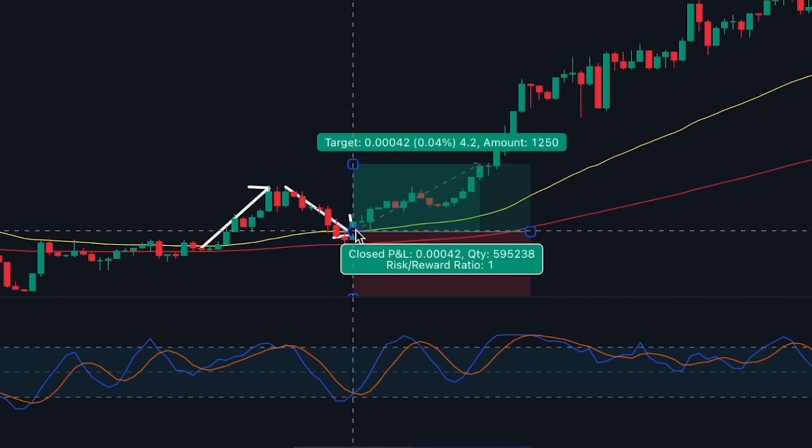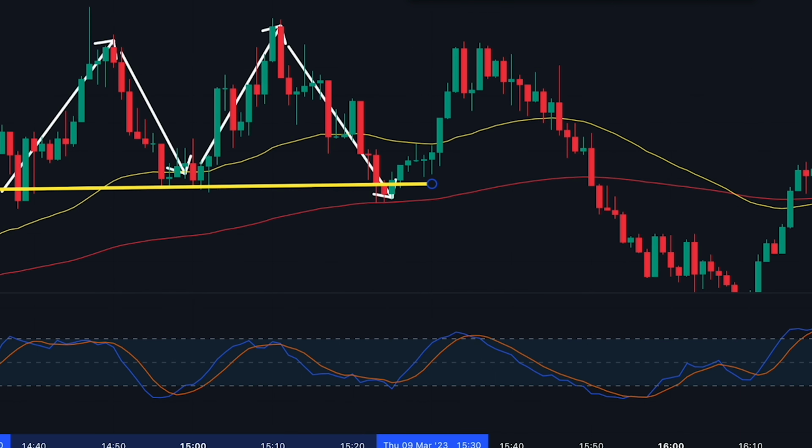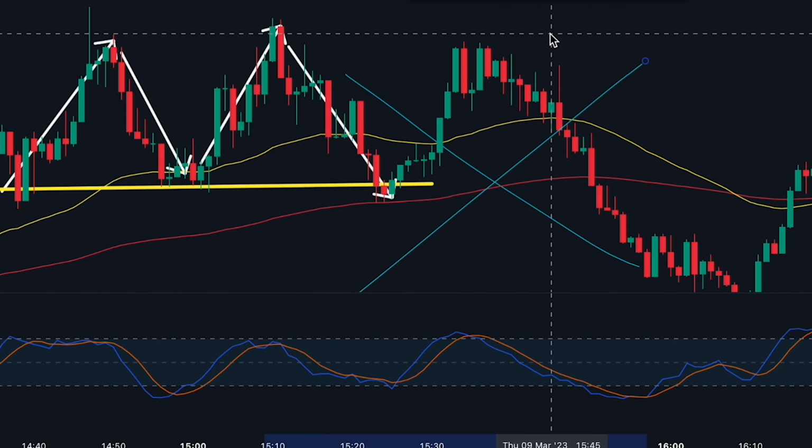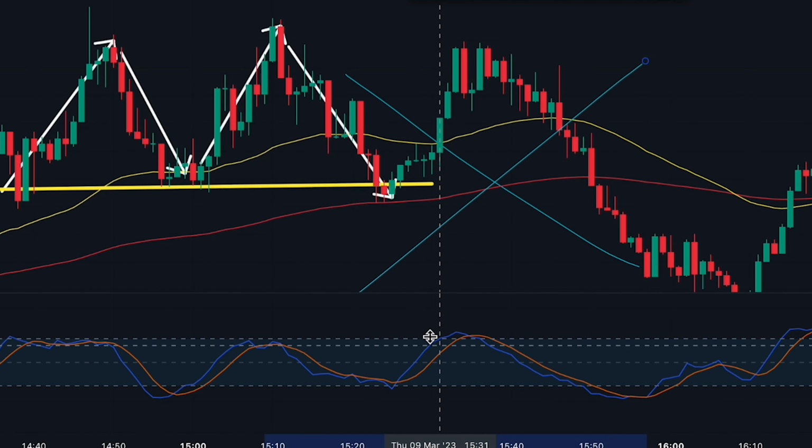To further clarify, let's add arrows to the chart. As can be seen, the price fell below the previous important support level. The price no longer makes higher highs or higher lows as a result. As a result, we won't take the trade.